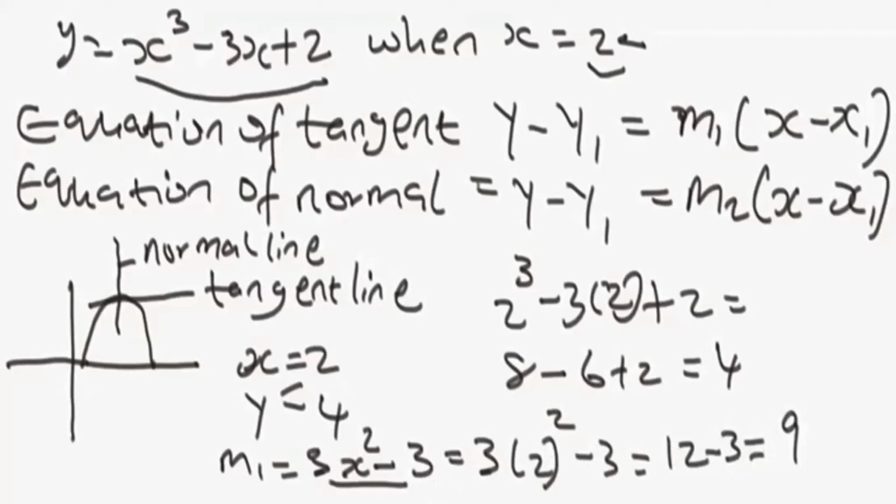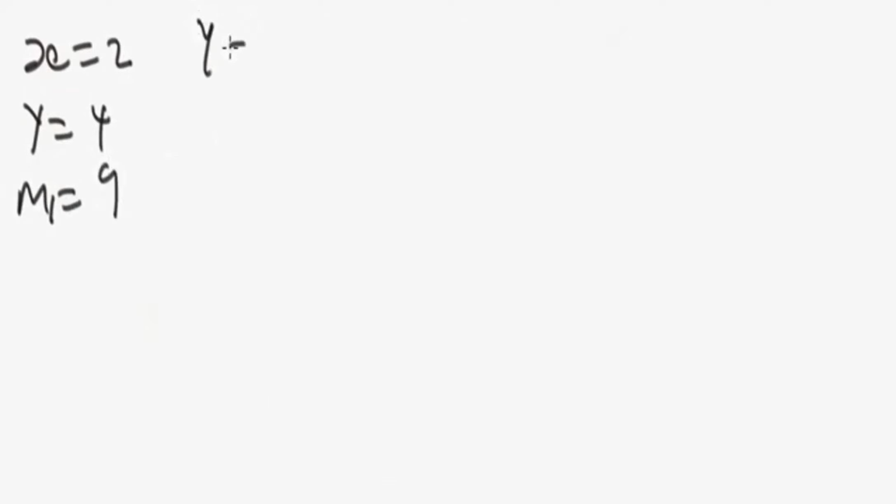9. So let's wipe this now and begin to input them in this formula we have and get the equation of tangent to the curve. Okay, so remember we got our x to be 2, our y to be 4, and our m1, the slope of the tangent, to be 9. And this is the formula we apply: y minus y1 equals m1 in bracket x minus x1.